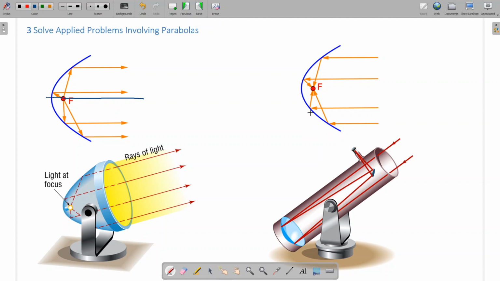Now, obviously, satellites and flashlights, they're three-dimensional. So what you do is you get what's called a paraboloid by taking this curve and rotating it about this central axis. So you get this dish that you see here. This is a paraboloid. So definitely a very useful feature for a parabola. Not every curve has that property.